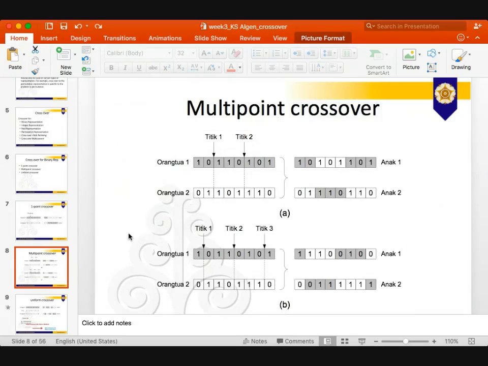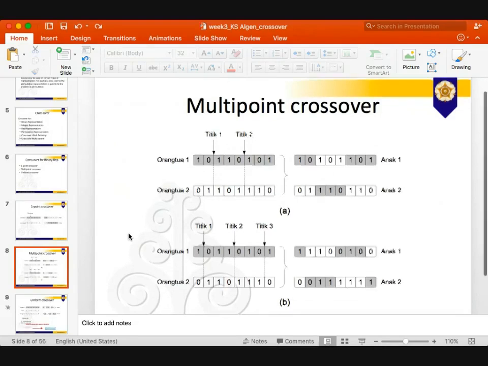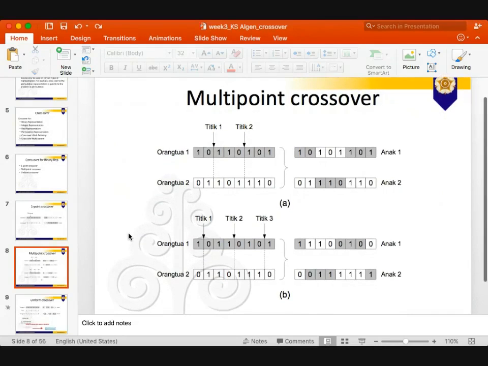Okay. But if we want to choose not only 2 crossover points, in multi-point crossover we can use more than 1 crossover point, 2 and so on. But make sure that the number of crossover points is not more than the chromosome size. For example, in the second example here, we want 3 crossover points. It's okay.